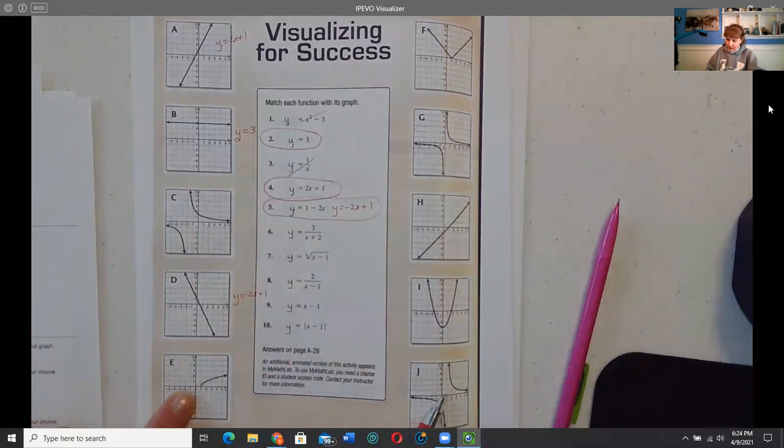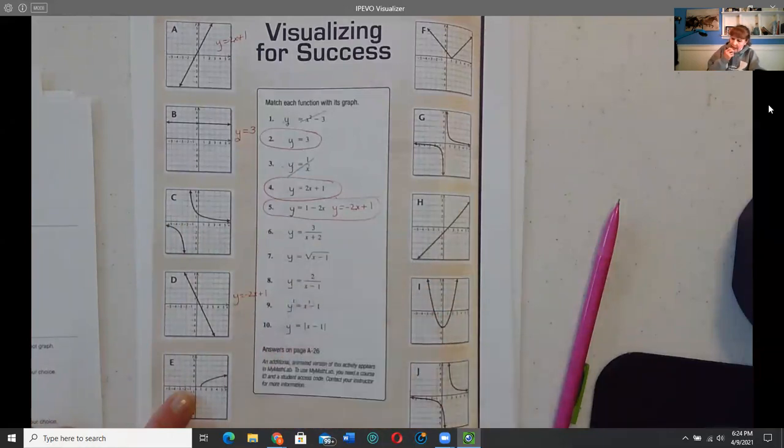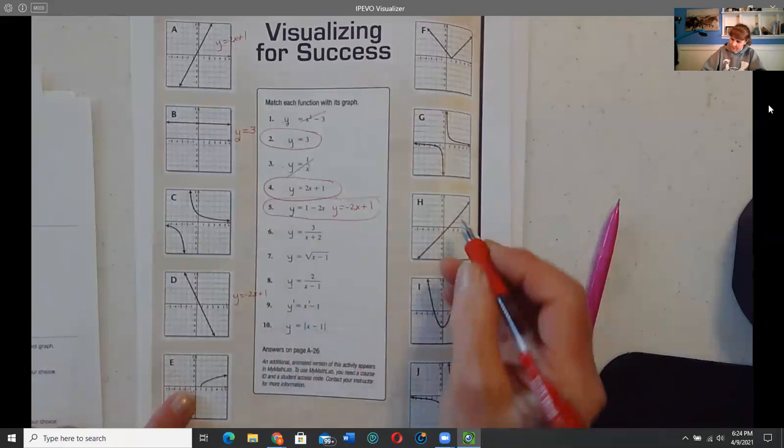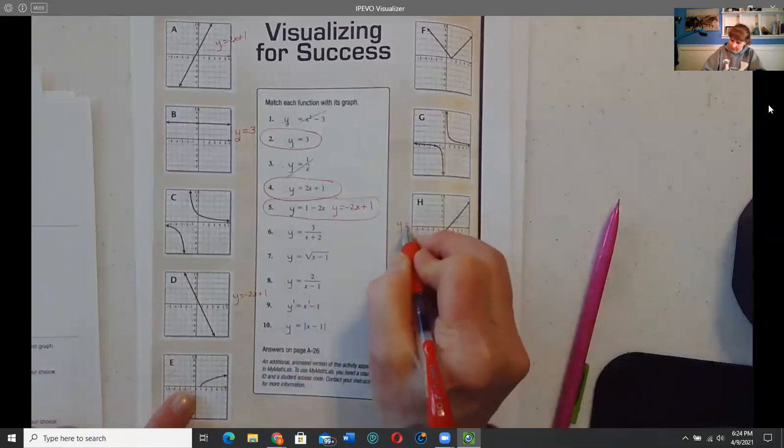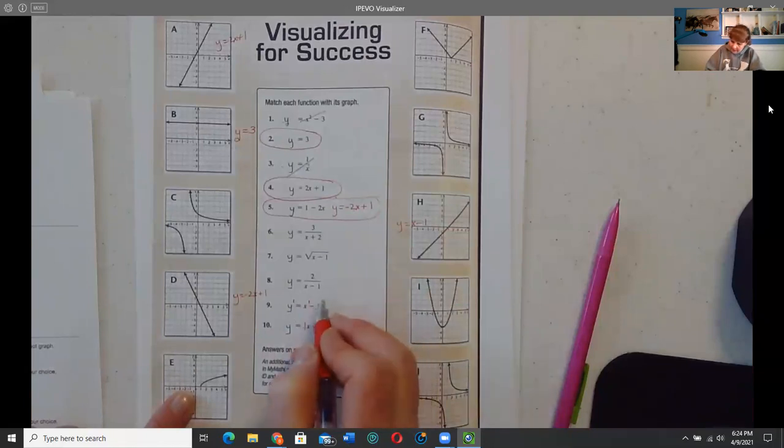Number 8. Number 9. Wow, another y equals mx plus b. It's in that form. So we've got power of 1, and let's see, it hits at a negative 1 on the y-axis, and the slope is positive. So y equals x minus 1 would be that equation right there. All right, so number 9 is linear.